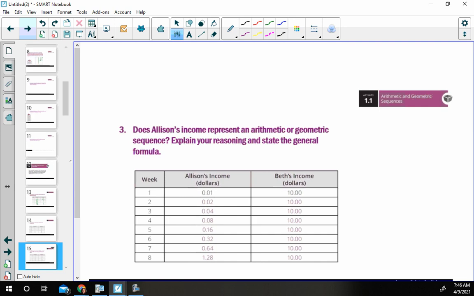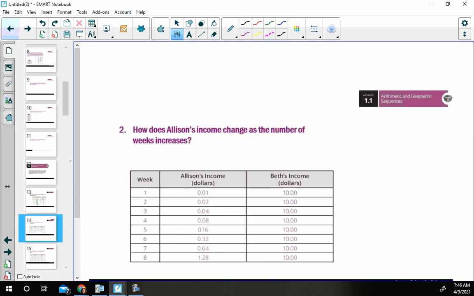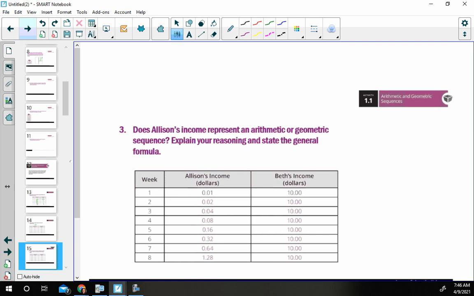There you go. Okay, so in question 2, how does Allison's income change as the number of weeks increases? What are we doing each time? We are multiplying by 2. Does Allison's income represent an arithmetic or geometric sequence? Allison's, we're multiplying by 2, so it is a geometric sequence. Remember, multiplying term to term.